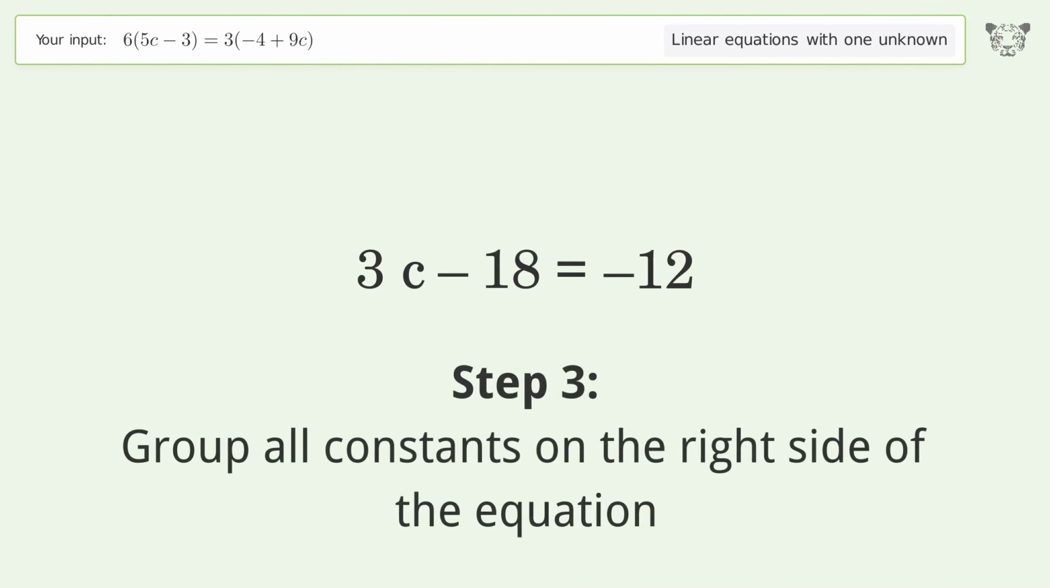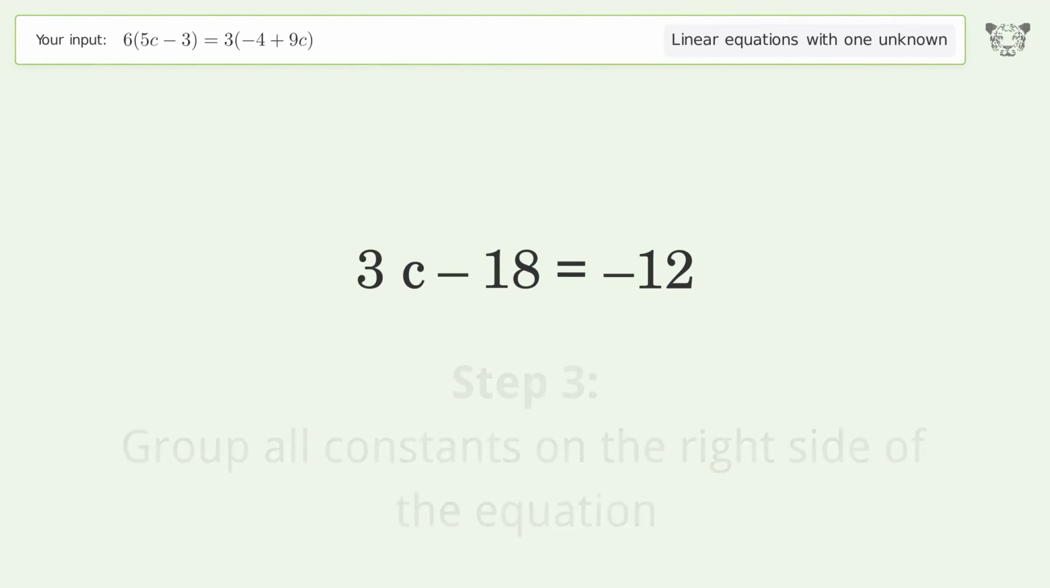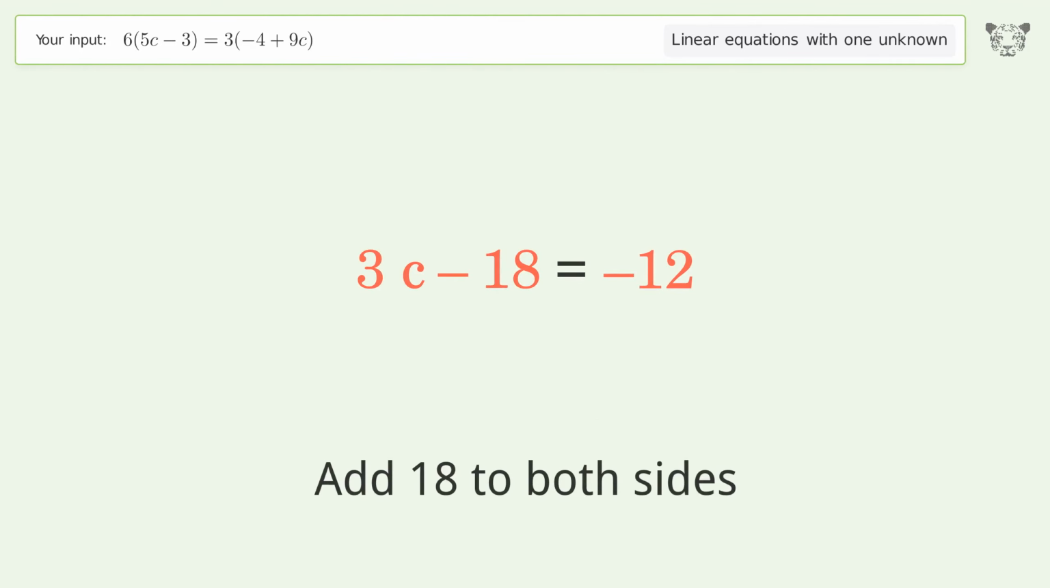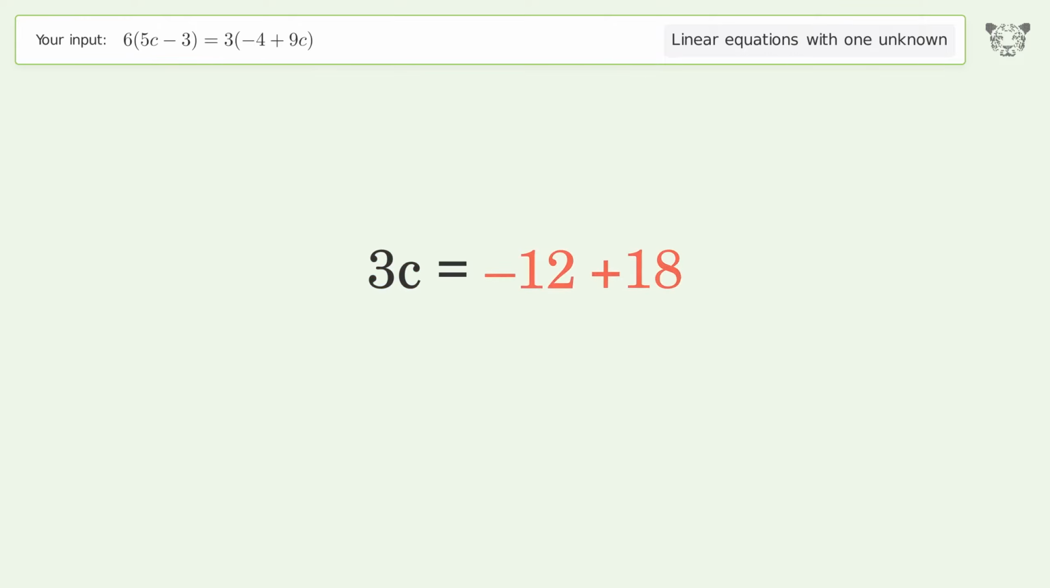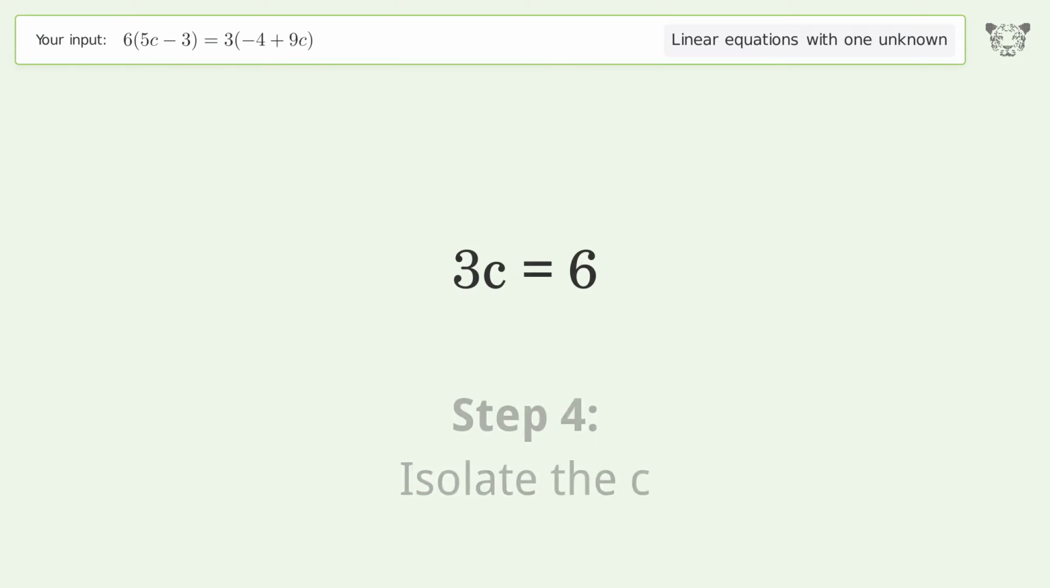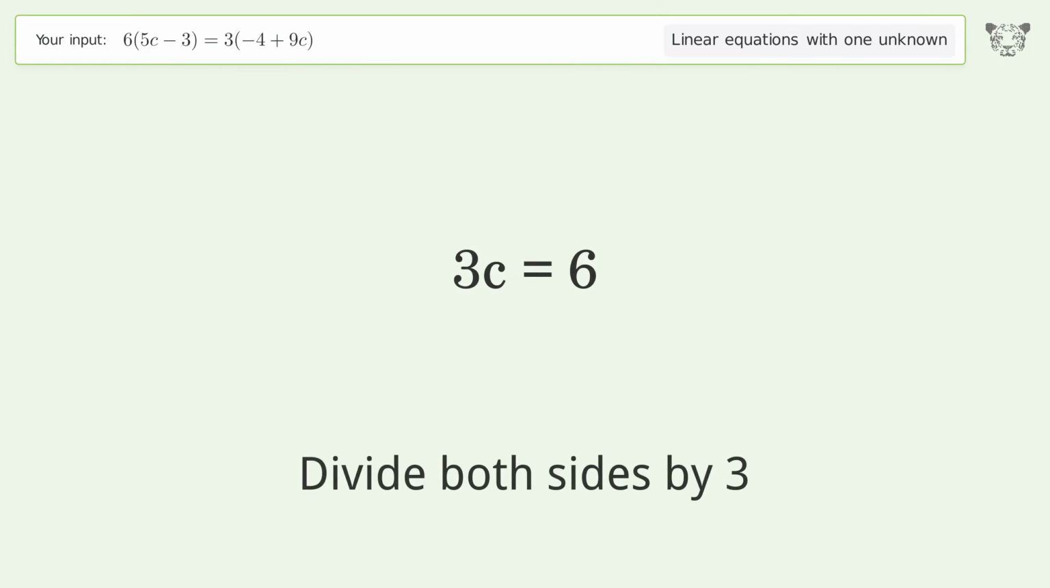Group all constants on the right side of the equation. Add 18 to both sides. Simplify the arithmetic. Isolate the c. Divide both sides by 3.